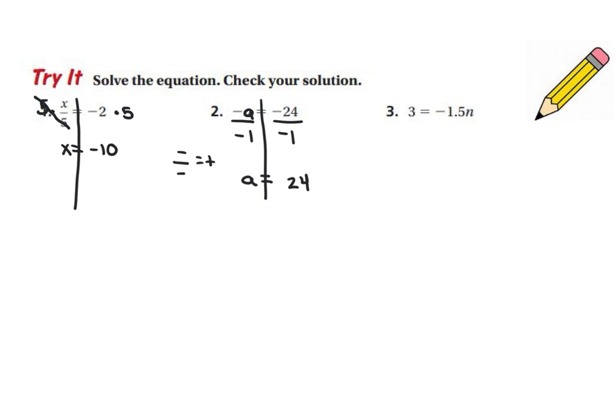And for number 3, we have negative 1.5n equals 3. So let's divide by negative 1.5 and divide by negative 1.5. On the left side, they cancel each other out because negative 1.5 divided by negative 1.5 is 1, so we're left with n. On the right side, 3 divided by 1.5 is 2, and a positive divided by a negative is a negative.